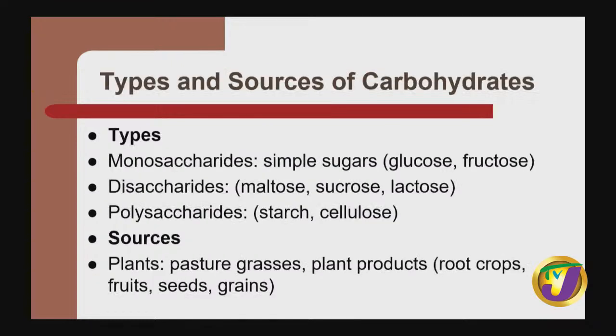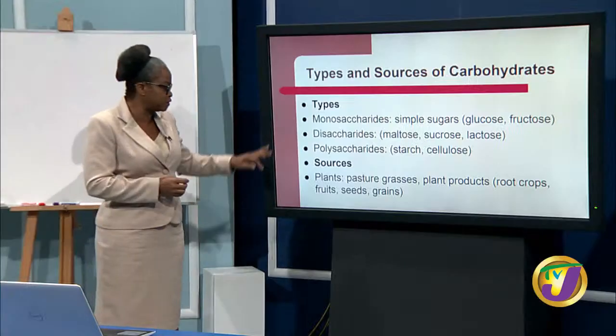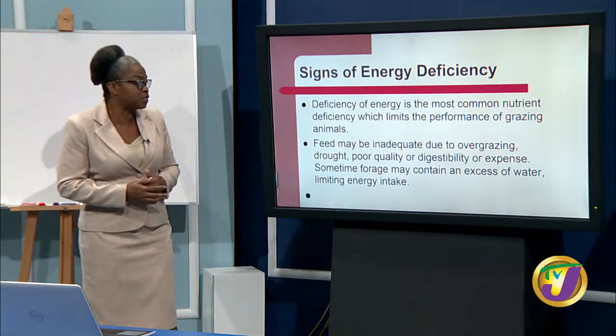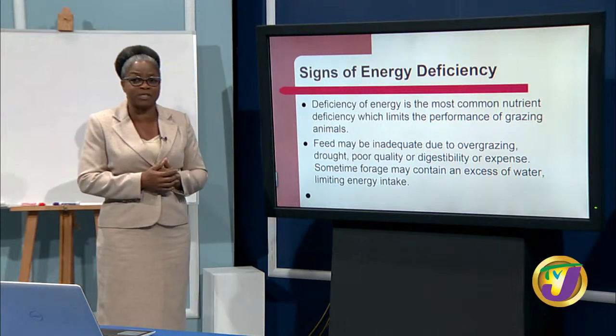Now we are going to look at types and sources of carbohydrates. And we have 3 types. We have the monosaccharides, for example, simple sugars such as glucose, disaccharides, for example, maltose, and polysaccharides such as starch and cellulose. And from plant sources, we are getting carbohydrates from pasture grasses, plant products such as root crops, fruits, seeds, and also grains.